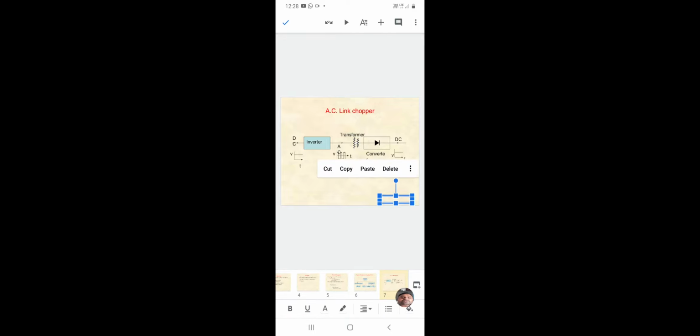So a rectifier means only diodes are there, and it acts as a rectifier. It rectifies the voltage: the input of the rectifier is AC, which is converted to DC. So lastly we obtain the output in DC. So it is called the AC link chopper. Here we convert DC to AC and AC to DC, and we change the magnitude by using the transformer.